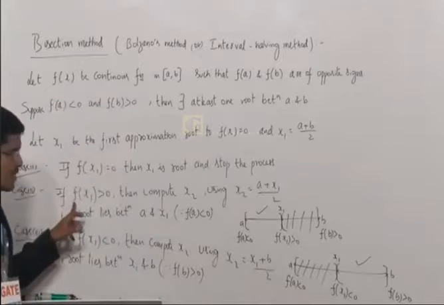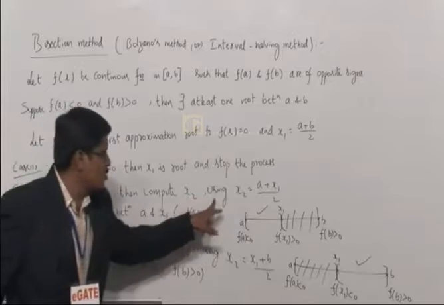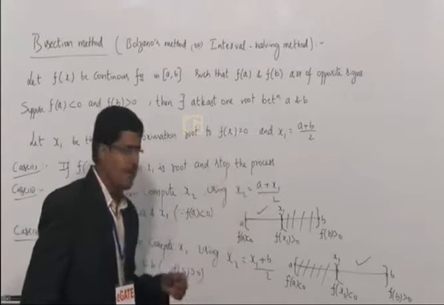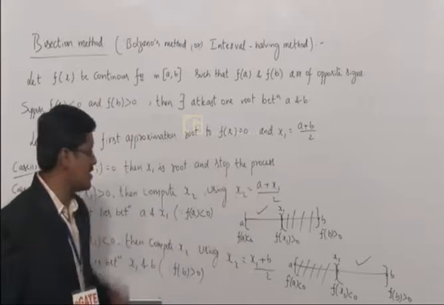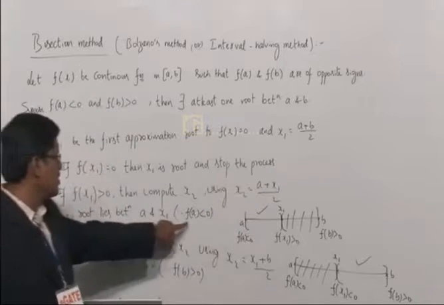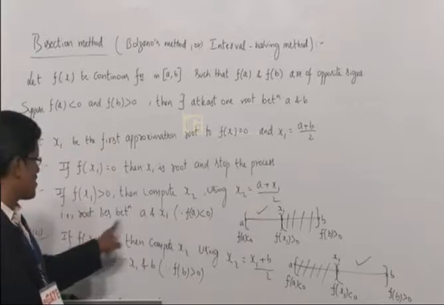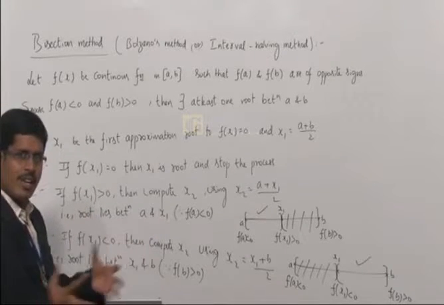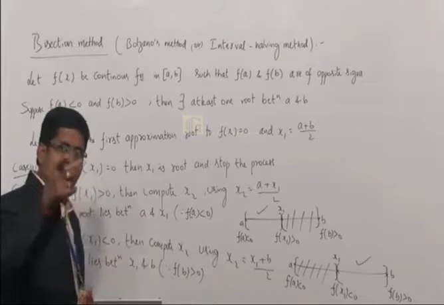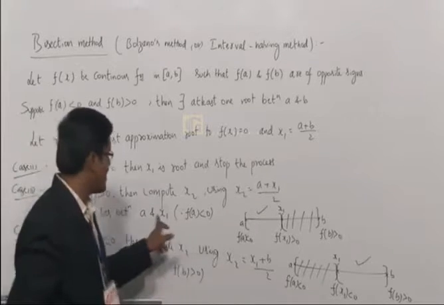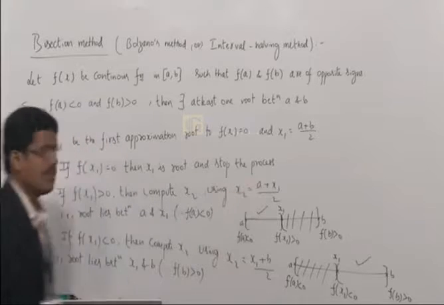Okay. So if f(x1) is greater than 0, then compute x2 using x2 equal to (a plus x1) by 2. Why should I use this formula? Here the function value at a is less than 0, and at x1 I took greater than 0. These two are of opposite signs. Your final answer, that is the root, lies between a and x1. So whenever a root lies between two numbers, your bisection method, the midpoint method, tells you to take the midpoint of the two numbers. That is, the midpoint of a and x1 is (a plus x1) by 2.